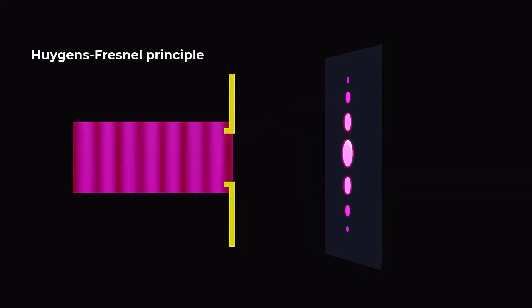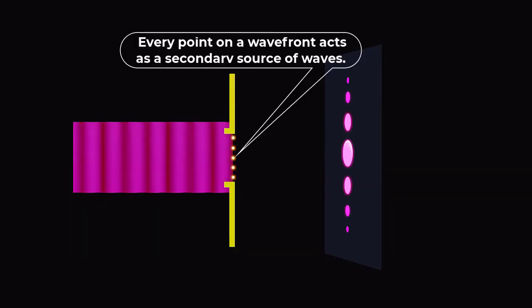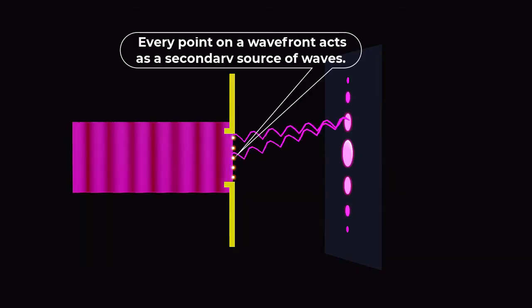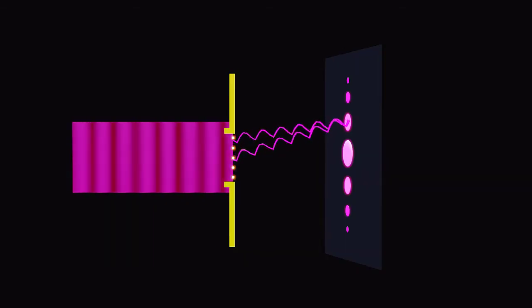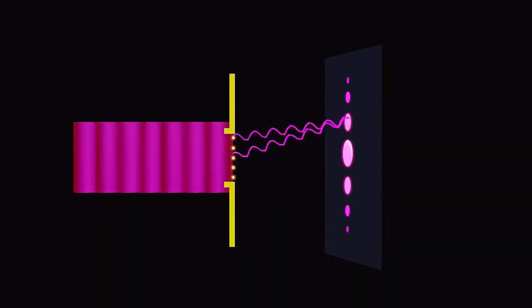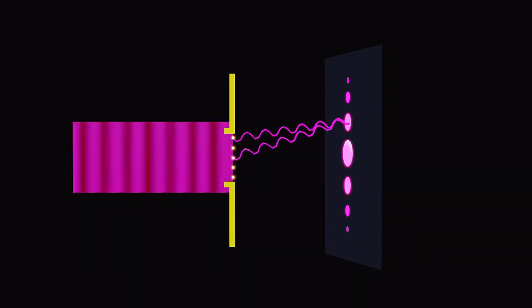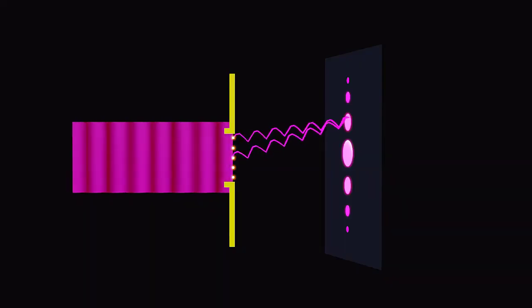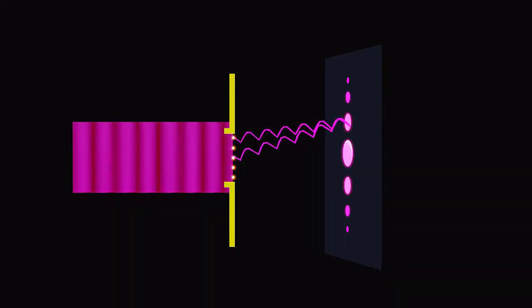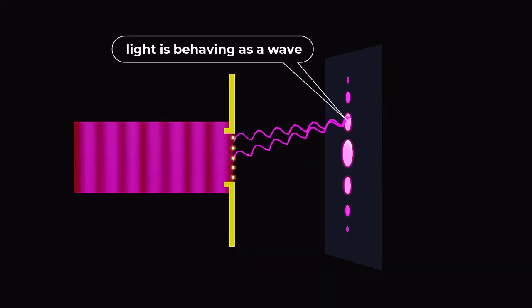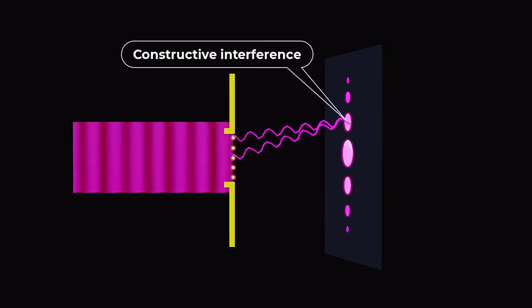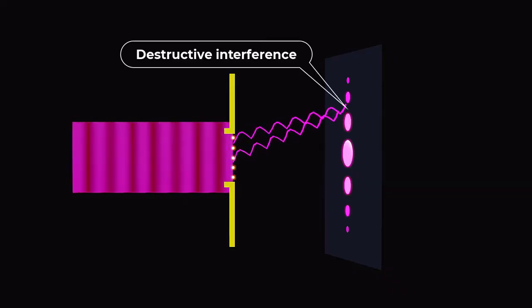According to the Huygens-Fresnel principle, every point on a wave front acts as a secondary source of waves. These waves from different parts of the opening interfere, and produce the diffraction pattern on the screen. This pattern indicates that light is behaving as a wave, interfering constructively at some points and destructively at others.